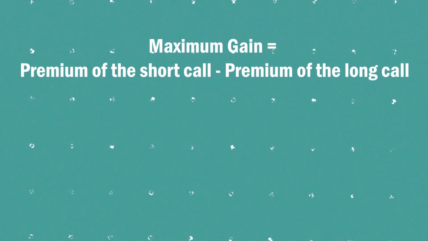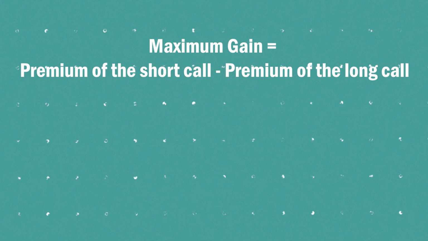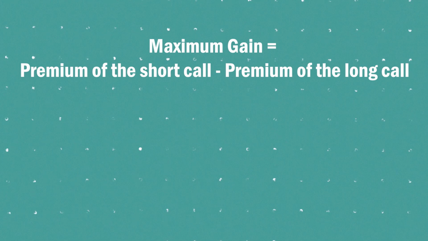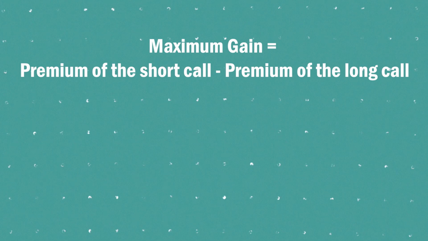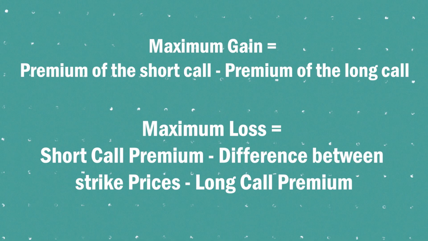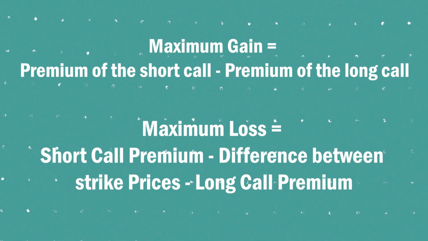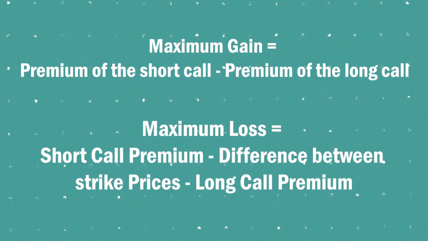So this means that the maximum a trader can gain from a bear call spread is the premium of the written option minus the premium paid for the option that is purchased. The maximum value a trader can lose from a bear call spread is the premium earned on the short call minus the difference between the strike prices, minus the long call premium.